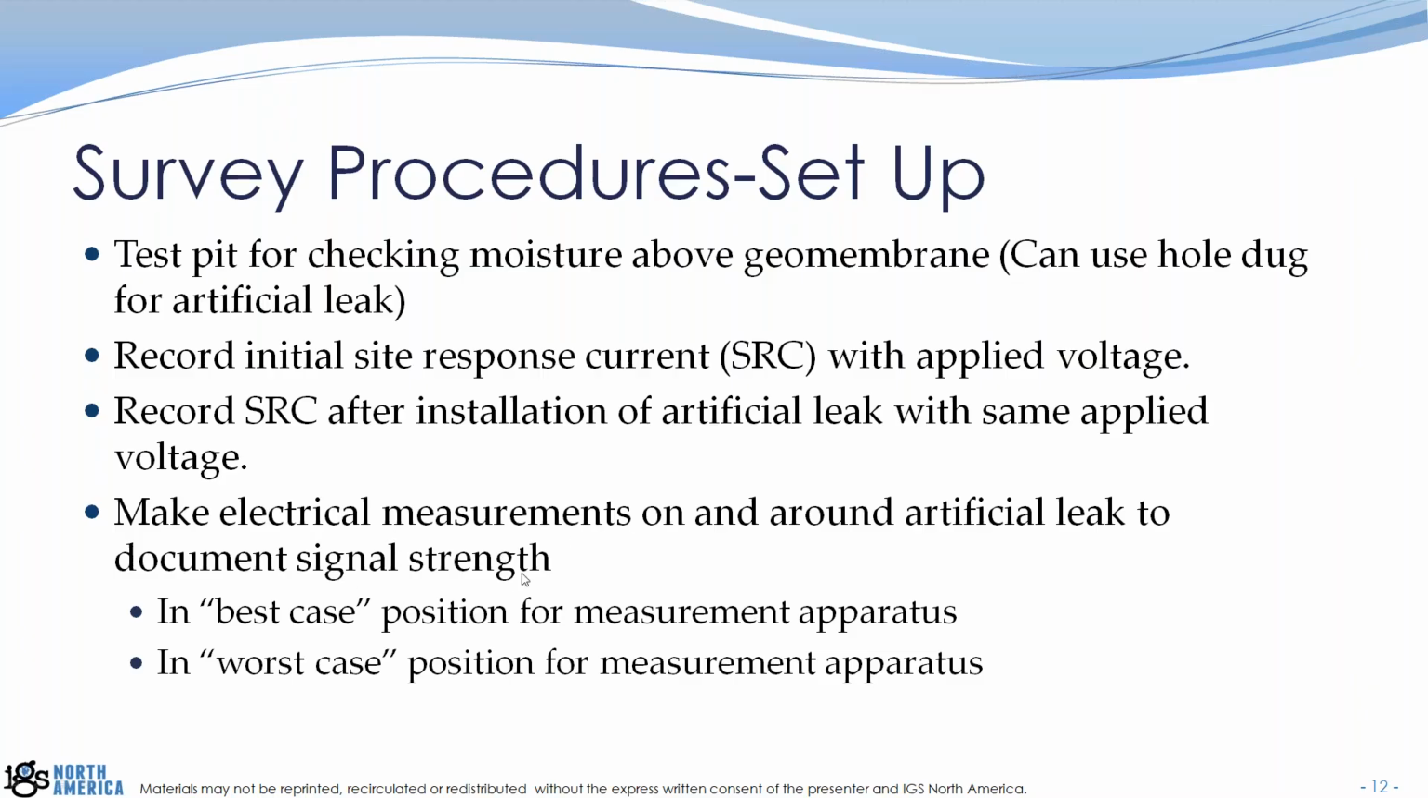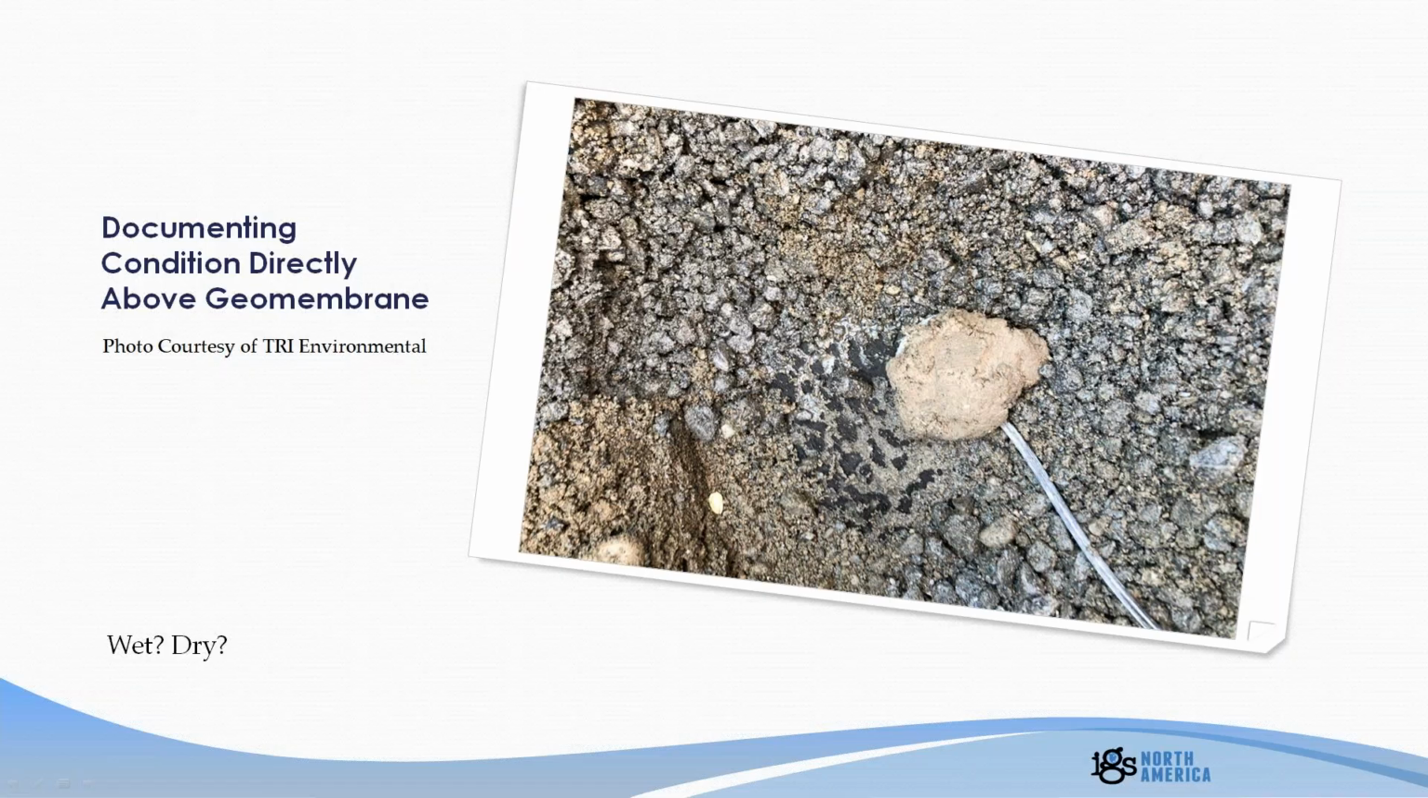So the functionality test part is pretty simple compared to D707. We're making electrical measurements right on our artificial leak, and we're making the measurements in the best case and the worst case position. So we know best case, if we land right on the leak, what are the values that we're going to get? Or if we're at worst case, like we're as far away from that leak as we ever are going to be in the survey area, what does that signal look like? And we just want to make sure that we can read that artificial leak no matter where we are.